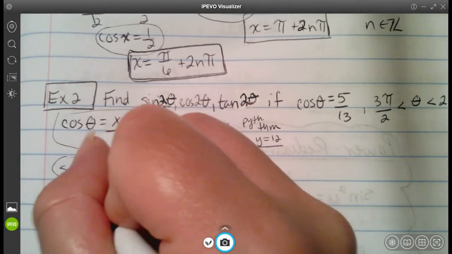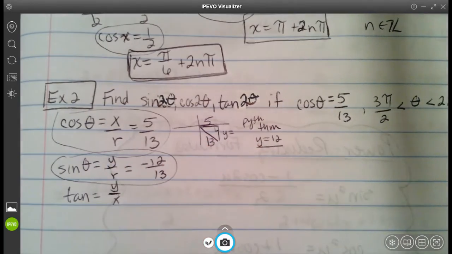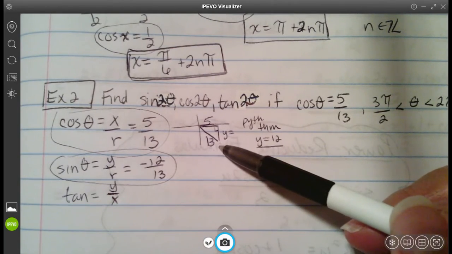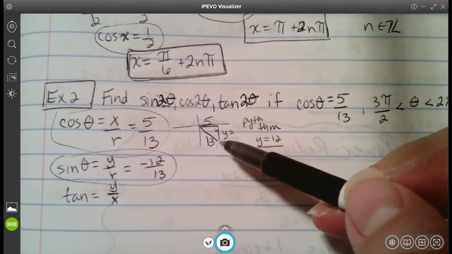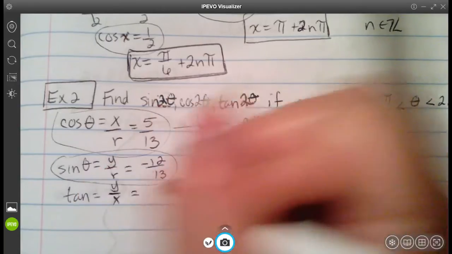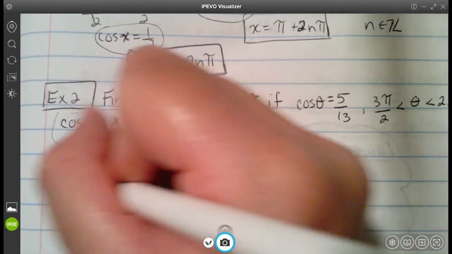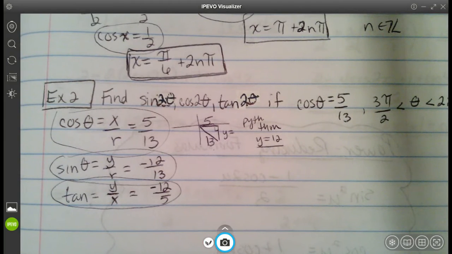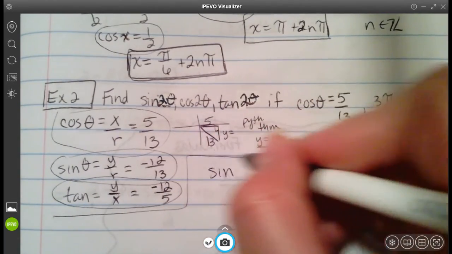So tangent is the same as y over x. Before we put our numbers in, we have to remember that in quadrant 4, tangent is going to be negative because you have y negative and x positive. So a negative and a positive is negative. So we're going to have negative 12 over 5. And we're going to need these values for the next part. So let's go ahead and look at our double angle formulas, and we can see how this is going to work. So for sine, this is kind of like the preliminary work here.